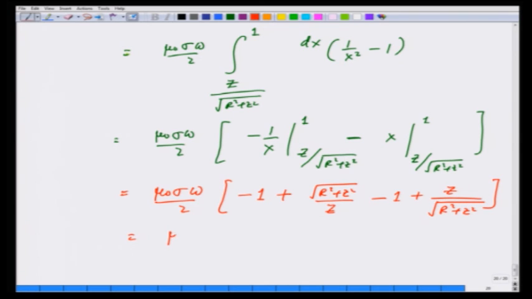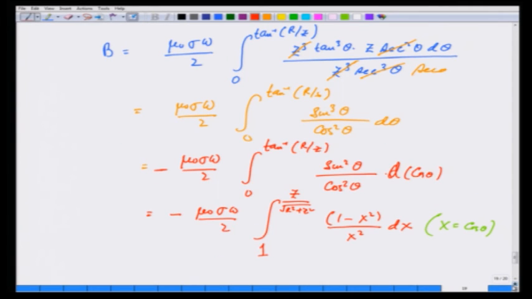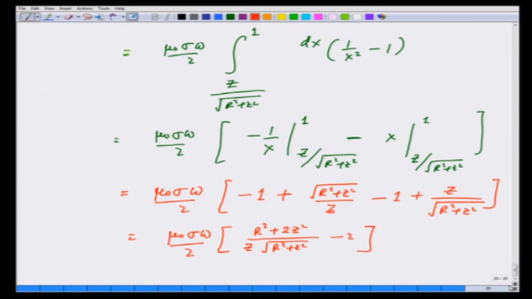So, the answer becomes mu 0 sigma omega by 2 times r square plus 2 z square over square root of r square plus z square, minus 2 z, and there is a z outside also. Let us see, there was a z here. This z then cancels, and this is 2 z, and that is my answer.